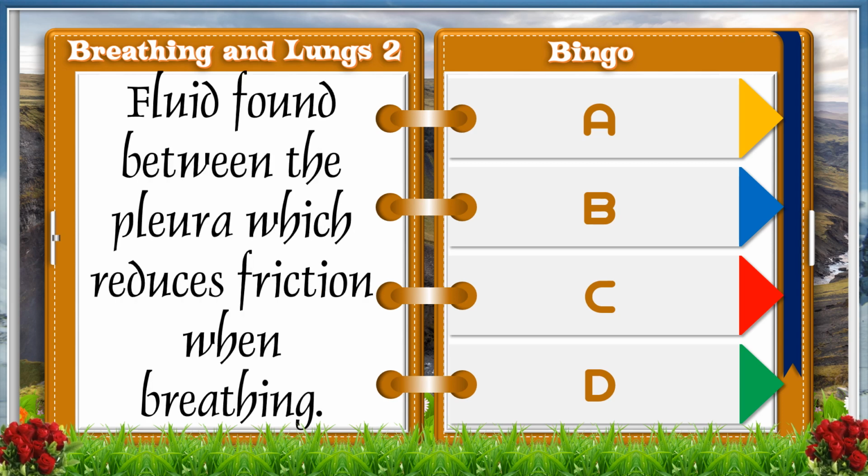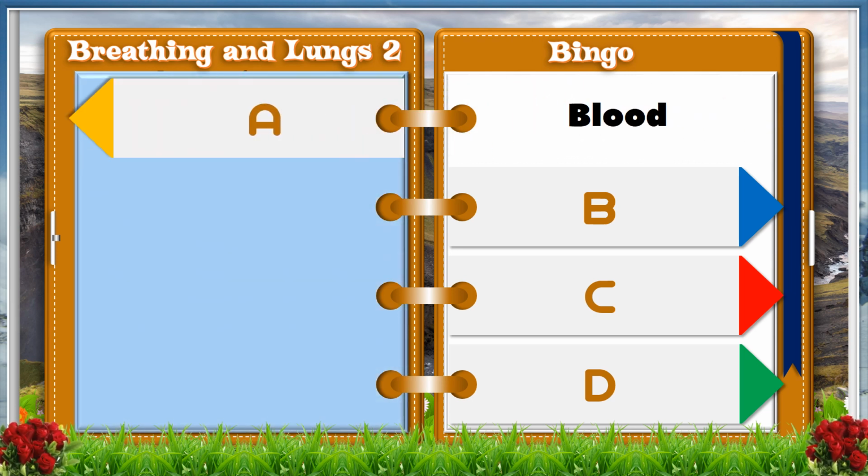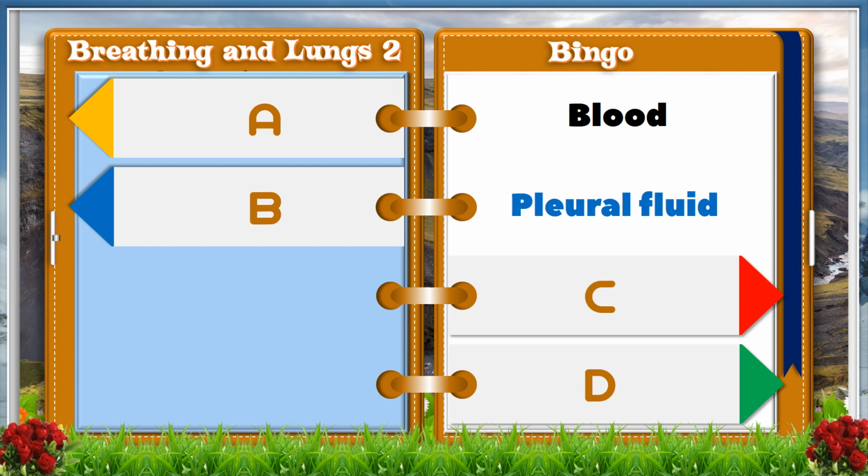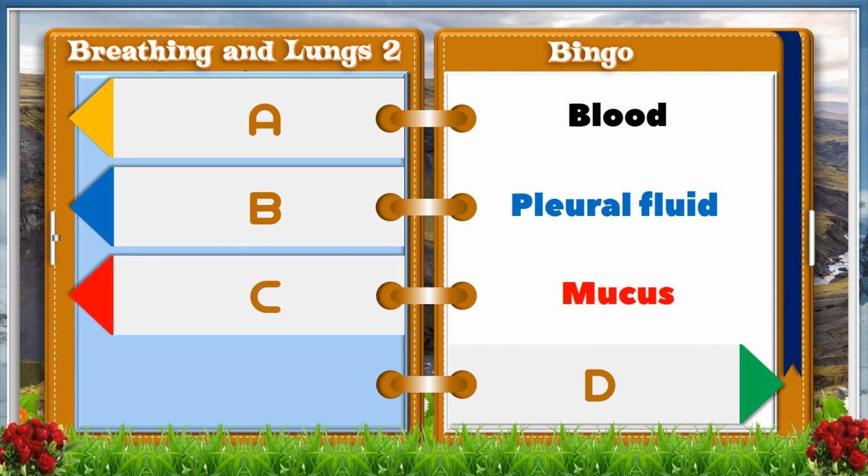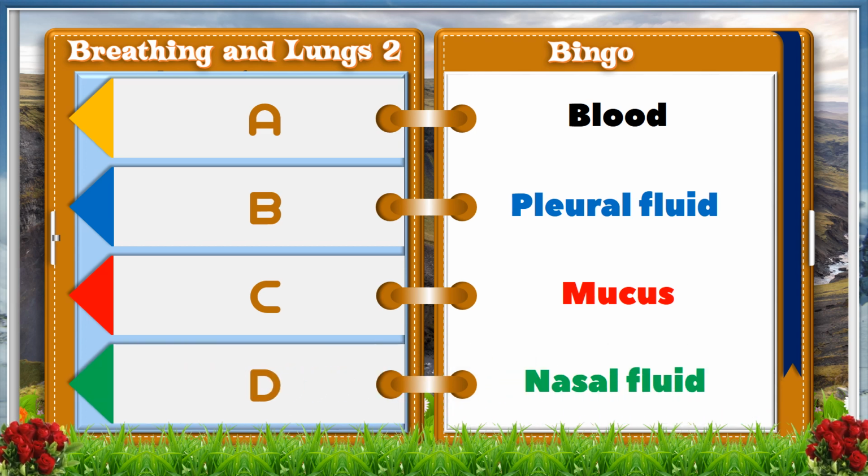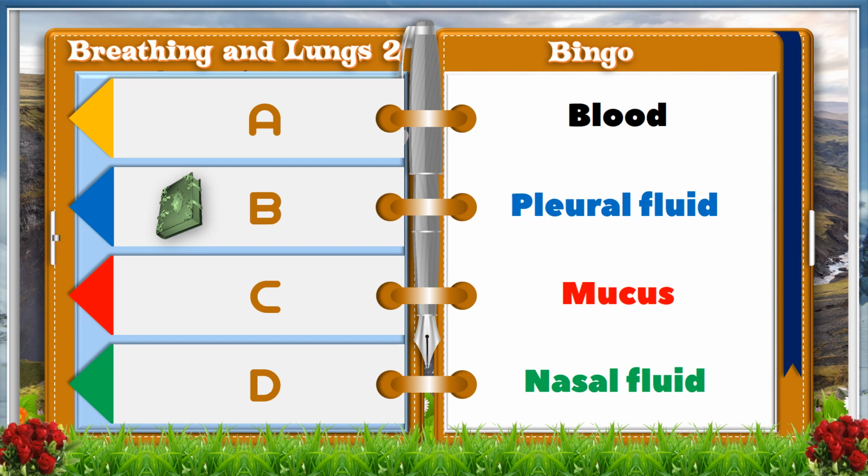Fluid found between pleura, which reduces friction when breathing. A. Blood. B. Pleural fluid. C. Mucus. D. Nasal fluid. And the answer is B. Pleural fluid.